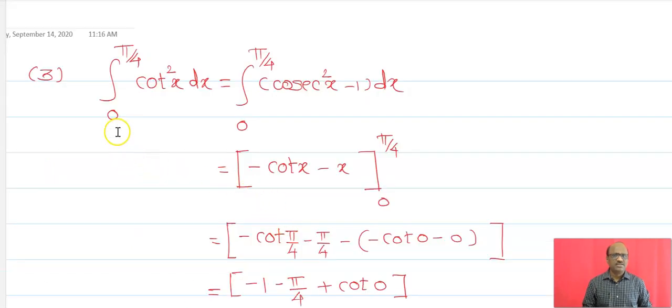Now the next integral is the integral from 0 to pi/4 of cot square x dx. Now cot square x means what? Cosec square x minus 1. What is the integral of cosec square x? It is minus cot x. Integral of 1 is x. Lower limit is 0, upper limit is pi/4.